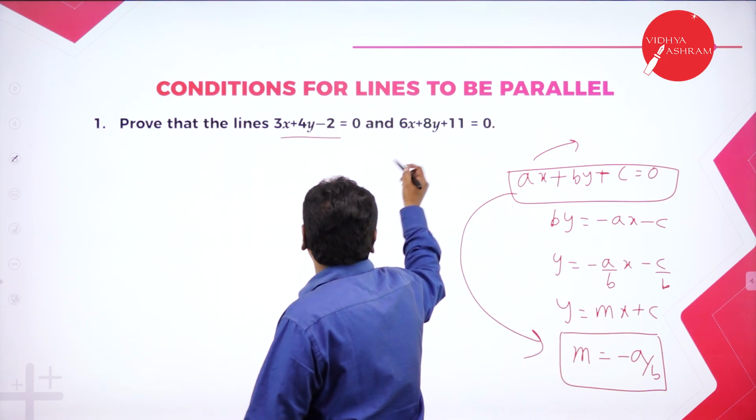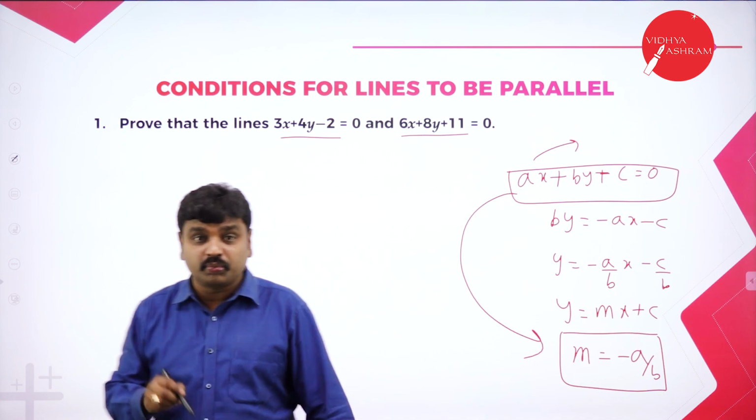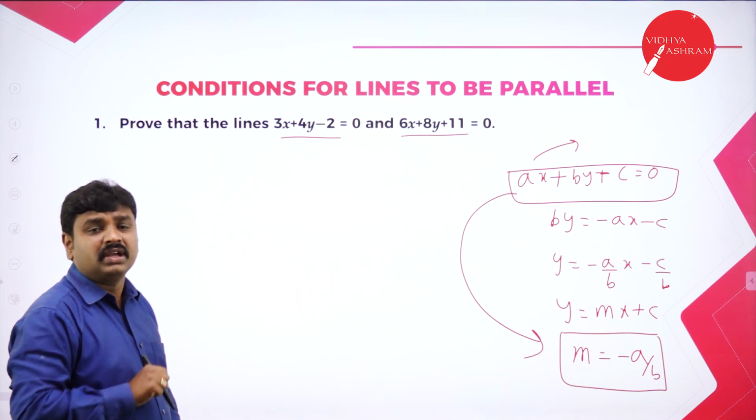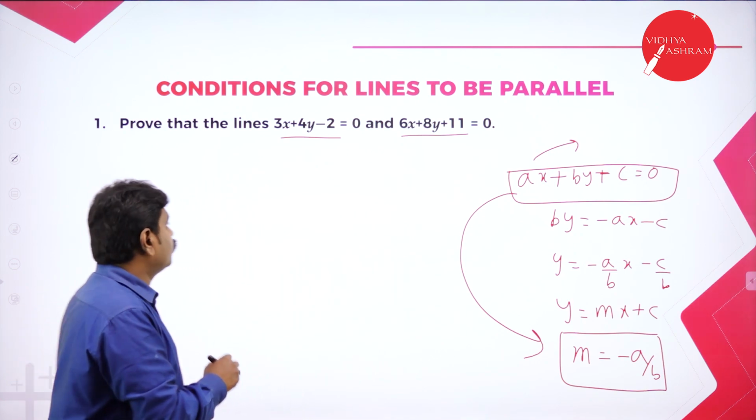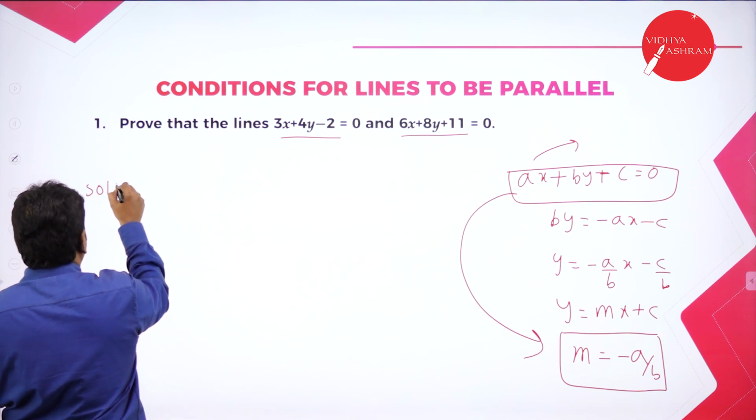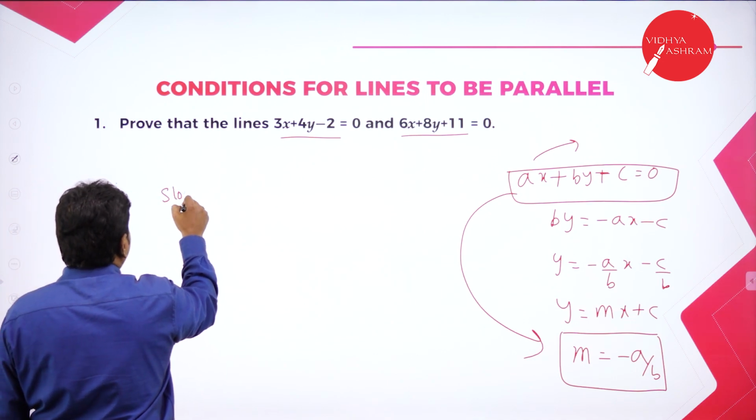So two lines are given. They are asking you to prove they are parallel. How to prove they are parallel? If their slopes are equal, then they are parallel. So first, solution. Slope of the first line.